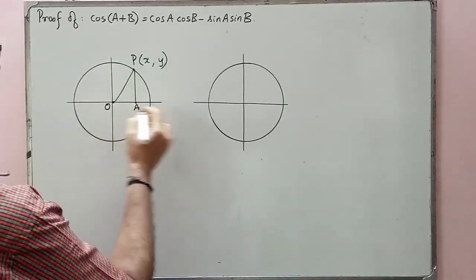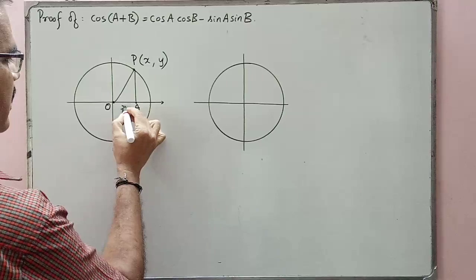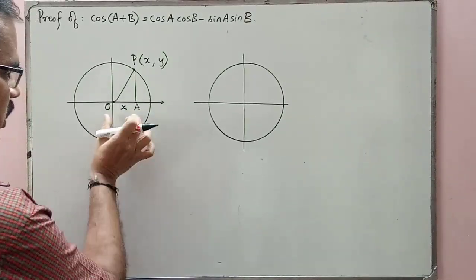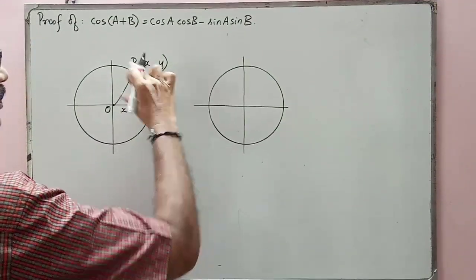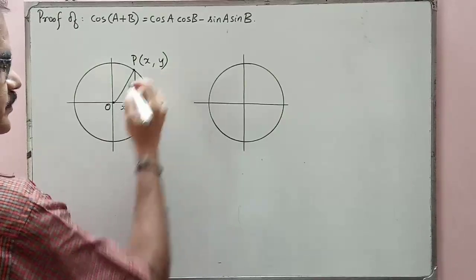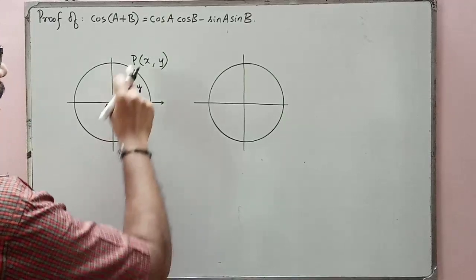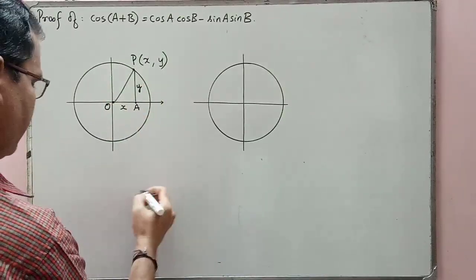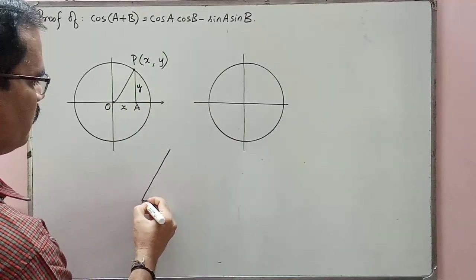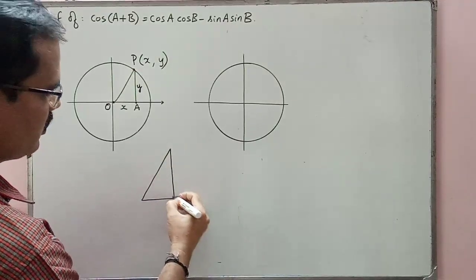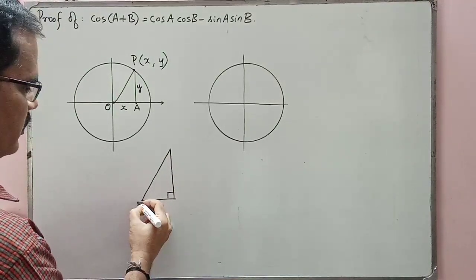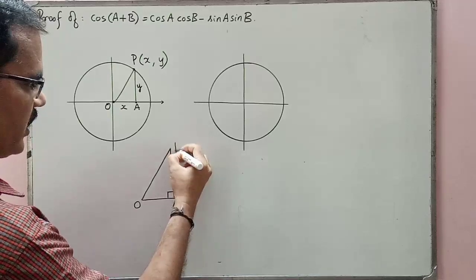Okay, children. We know this is the x-axis, so this OA is x. The value of OA, I have taken as x, and PA is taken as y. That's why we refer to the point as x comma y. Now, this triangle, I am going to separate it from that for easy understanding. This is a perpendicular. This is O, A, and P. The same diagram I have taken out.